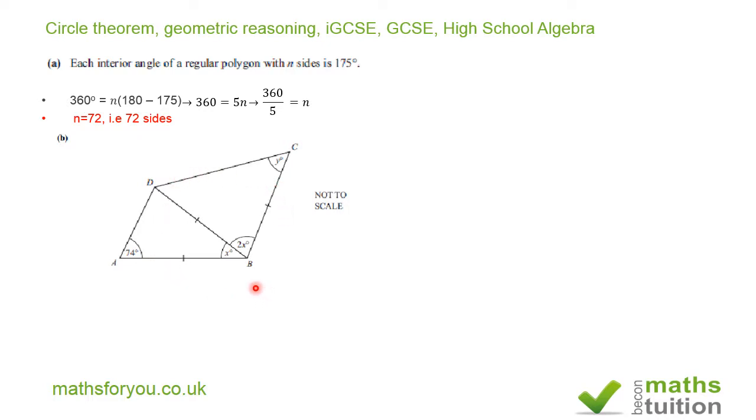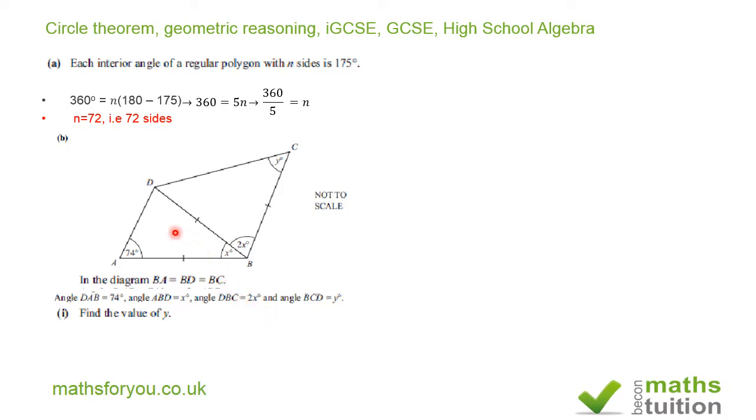Now we've got this diagram here, and as we can see from the diagram, BA is equal to BD is equal to BC, and we also have that the angle DAB is 74 degrees, and the angle ABD is x degrees, and the angle DBC is 2x degrees, and the angle BCD is y degrees. And we're supposed to find the value of y.